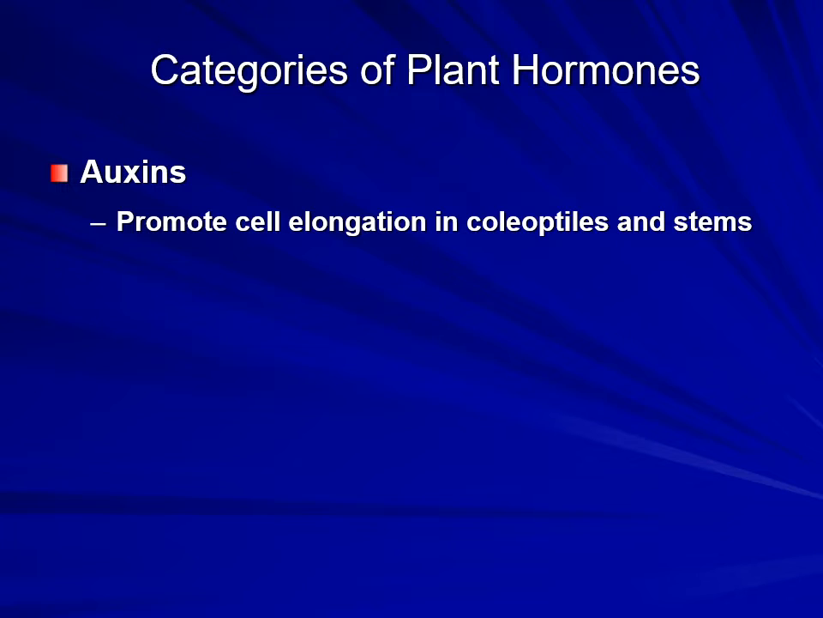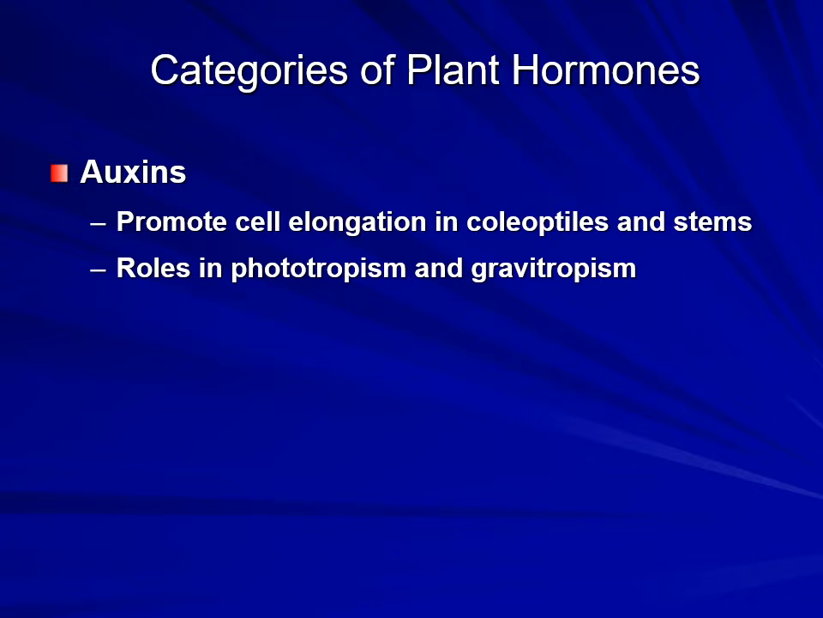Auxins, we'll start with them, typically promote cell elongation. They have an important role to play in what we call phototropism and gravitropism. So tropism means it's a movement. So phototropism means movement with respect to light, and gravitropism means movement with respect to gravity.